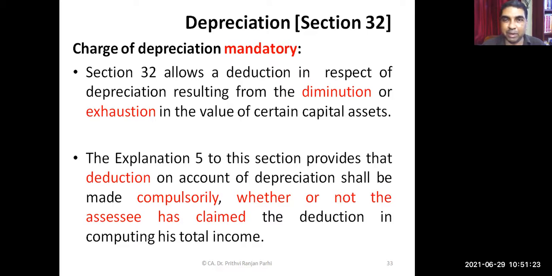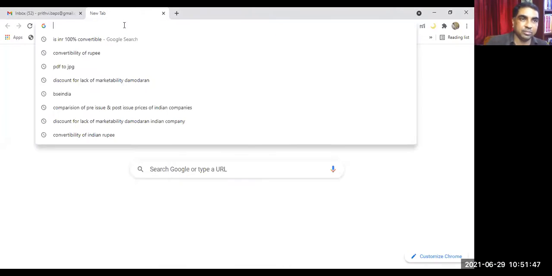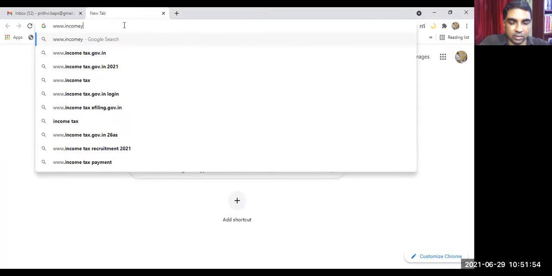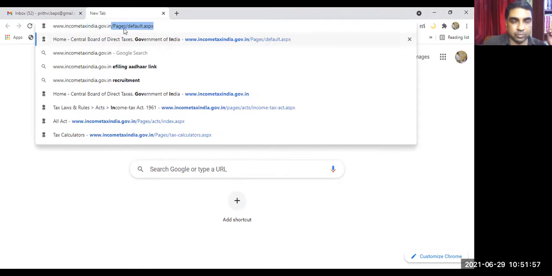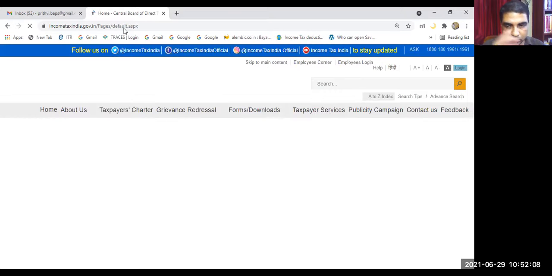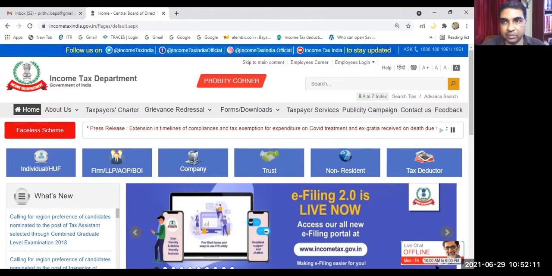Let me take you to the income tax department website. First, have a look at section 32, section 38 also, and Rule 5. Let us have a look. Now you can watch here. I am taking you to the income tax department's website. See, this is the home page.